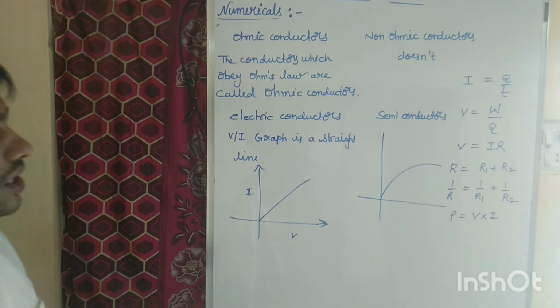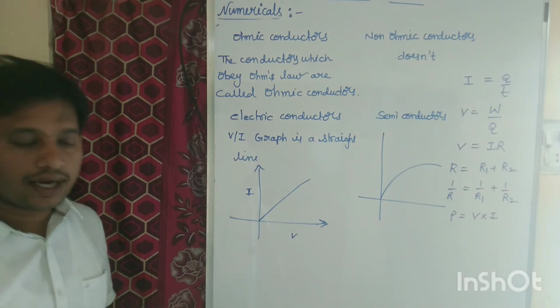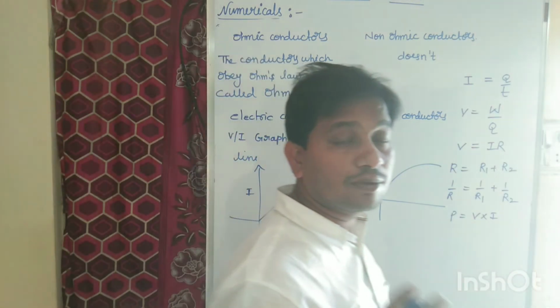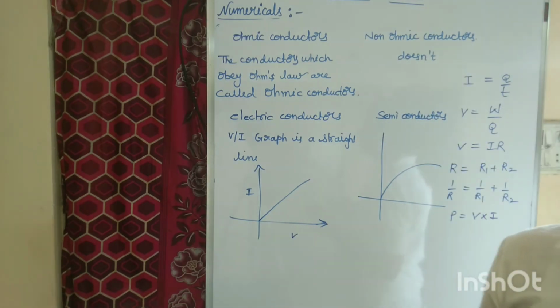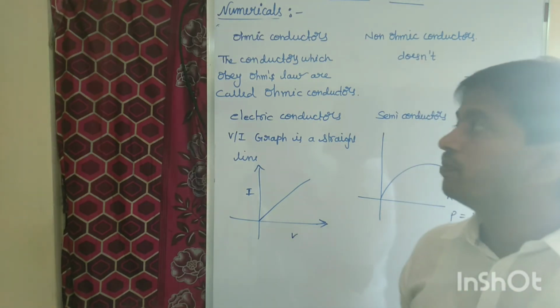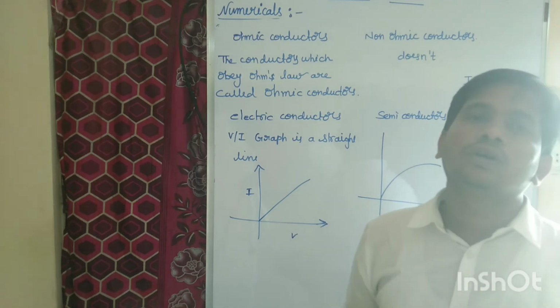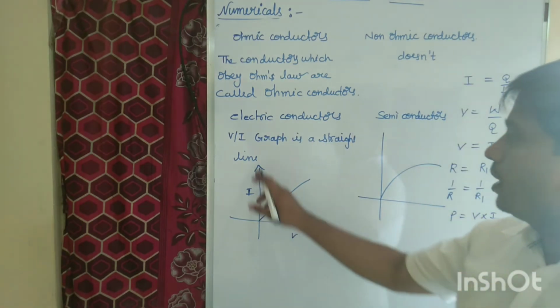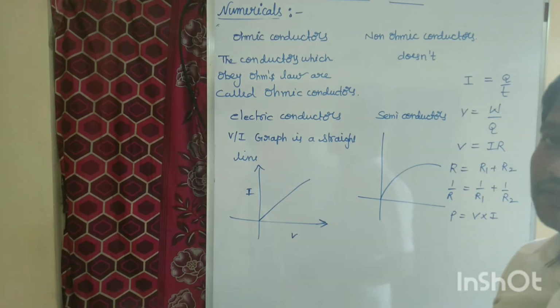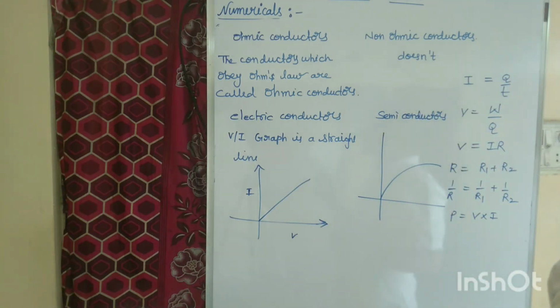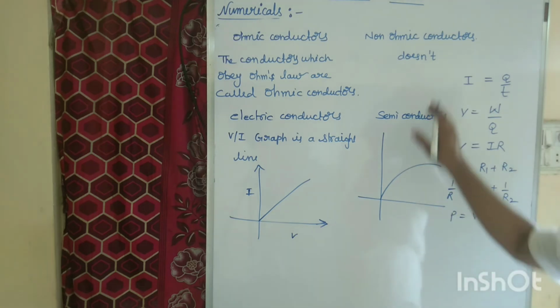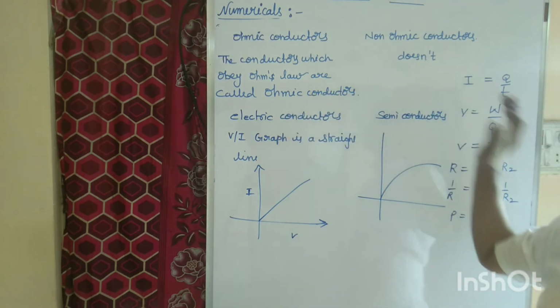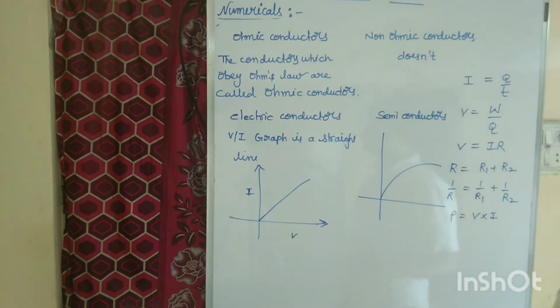So that is the difference between ohmic conductors and non-ohmic conductors, which is the most important 2-mark question. Simply, the conductors which obey Ohm's law are called ohmic conductors. These are electric conductors, and the V by I graph is a straight line. Now coming to non-ohmic conductors, the conductors which do not obey Ohm's law are called non-ohmic conductors. These are semiconductors, and the V by I graph for non-ohmic conductors is a curved line. Is it clear, children?